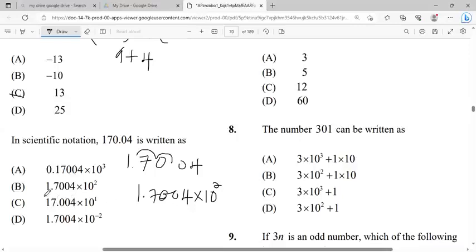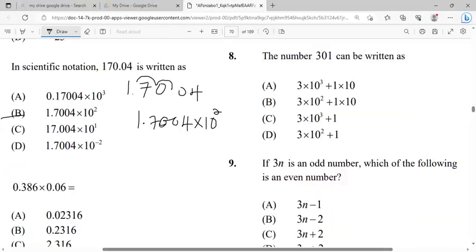So B, to the second power, positive. All right, because we're going to our right.